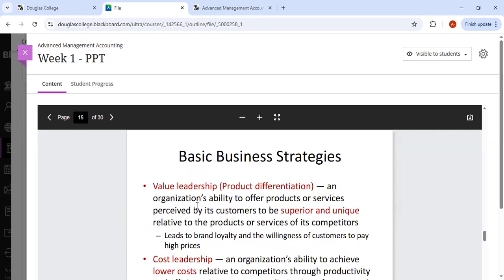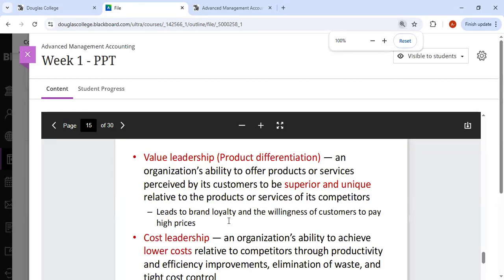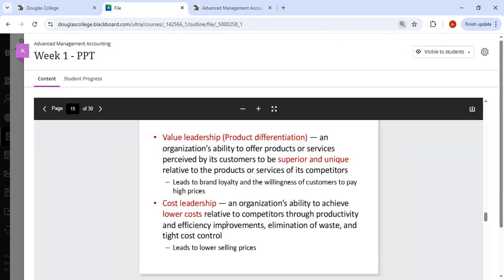So for the business strategy, now we're going to focus on only two. Those will be the two strategies that you're going to have available for the first assignment. That will be value leadership and cost leadership. Either creating something unique and superior, or focusing on efficiency, focusing on the improvement, eliminating the wastage, and lowering the cost.